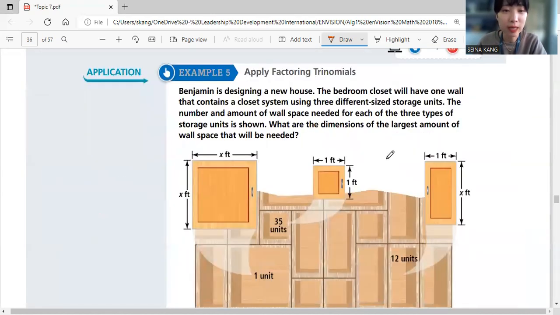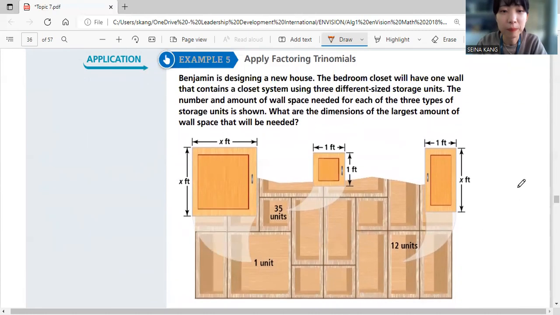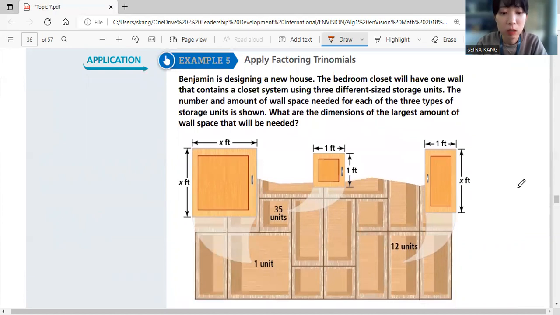Let's look at example 5, application example. Apply factoring trinomials. Benjamin is designing a new house. The bedroom closet will have one wall that contains a closet system using 3 different size storage units. The number and amount of wall space needed for each of the 3 types of storage units is shown. What are the dimensions of the largest amount of wall space that will be needed? Okay. So he is designing a new house.